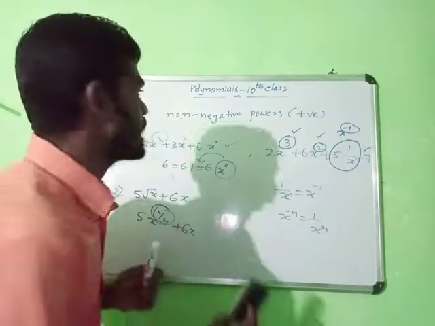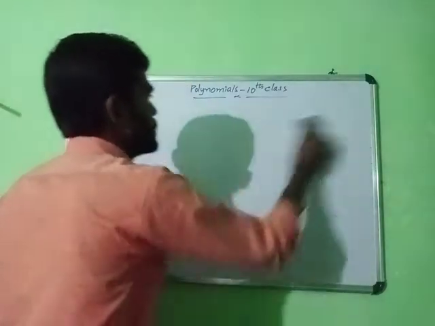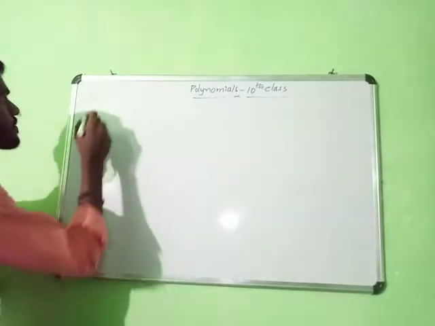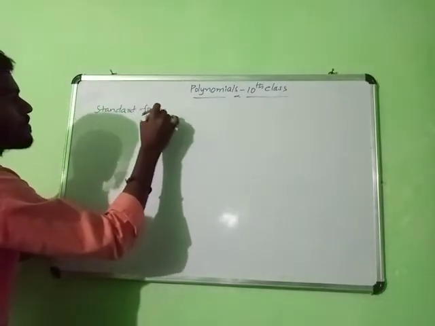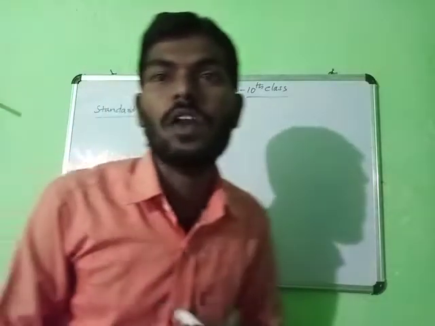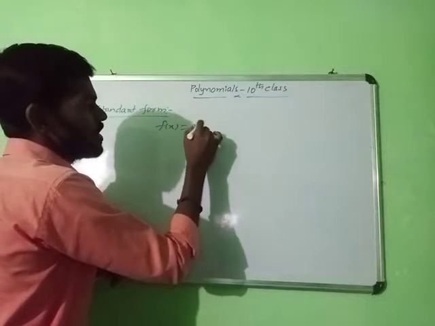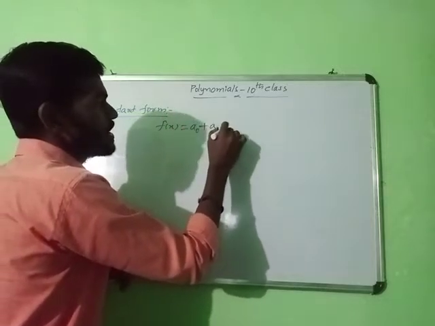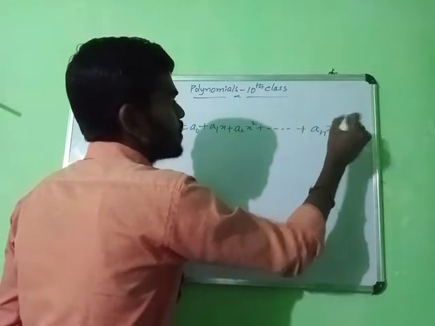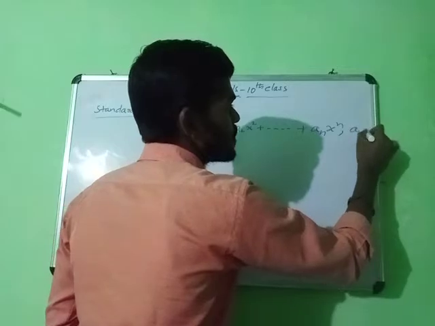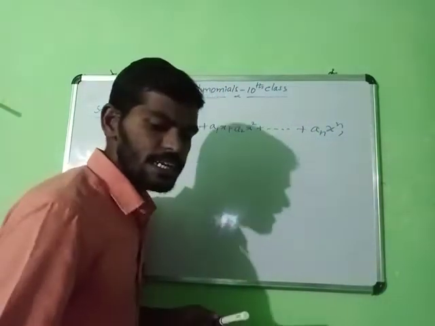And the next one is, what is the standard form of a polynomial? The standard form of a polynomial is given by f of x equals a0 plus a1 into x plus a2 into x square plus and so on, plus an into x power n, where an is not equal to 0. Why is this condition compulsory?